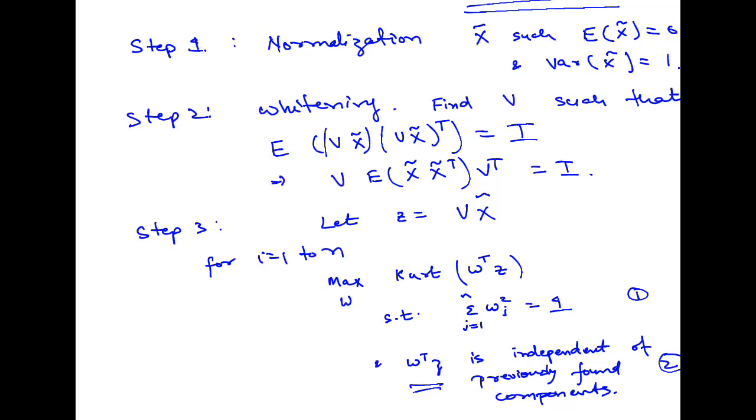You can translate that into correlations. So what does this mean? If I create the matrix X from the data, then the correlation of W transpose Z with all the previous components, the dot product, is equal to 0. Fine. Any questions?